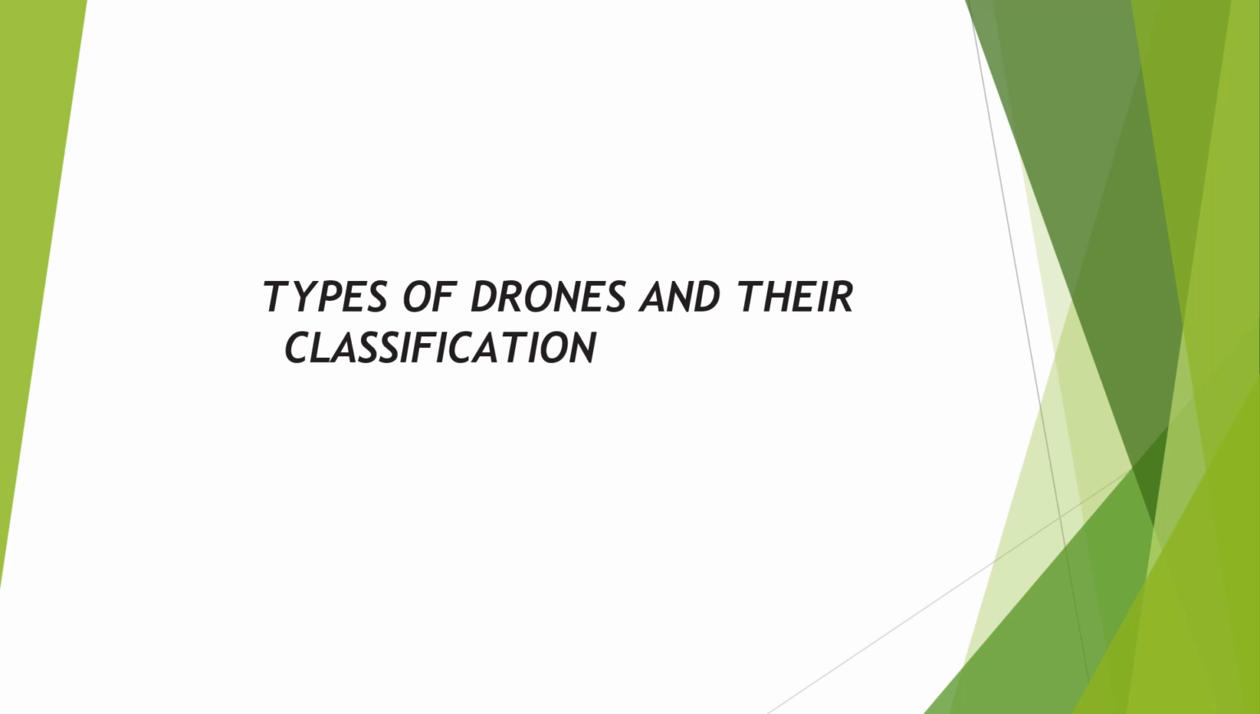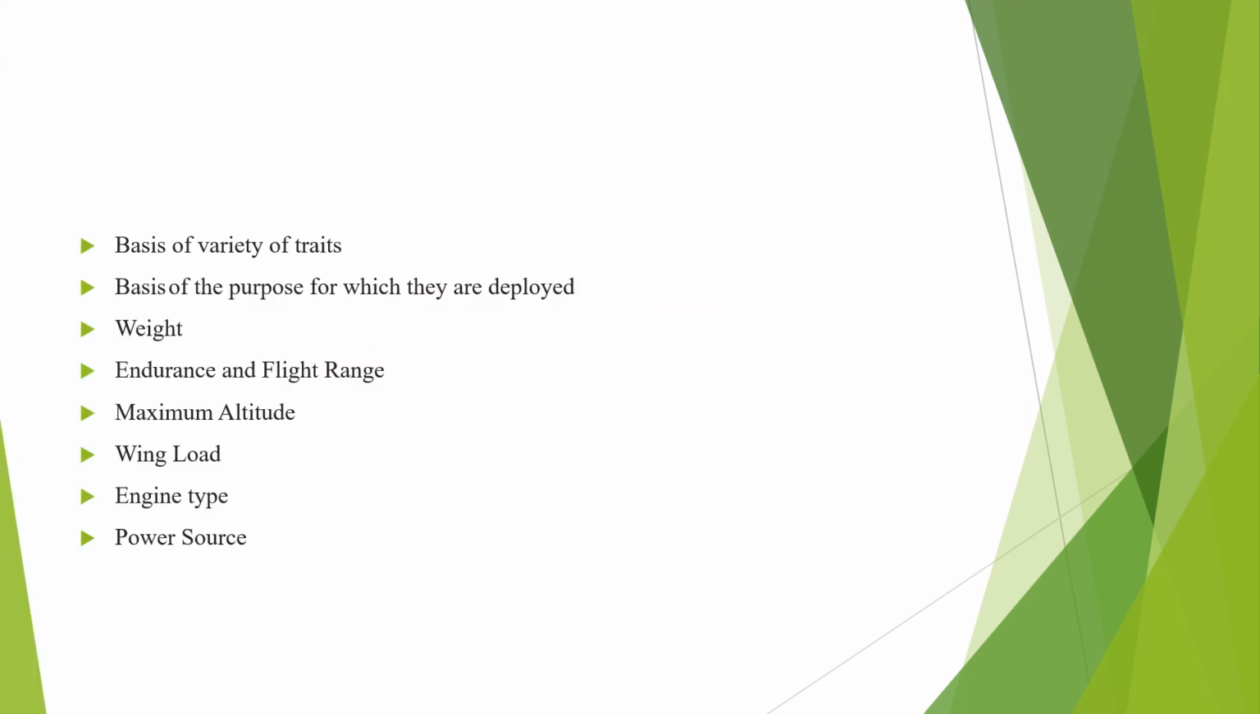In this video, let us discuss the types of drones and their classification. They are classified on the basis of a variety of traits and the purpose for which they are deployed. For example, on the basis of variety of traits, they can be flat wing types or copters. The flat wing types need to stretch to gain height and become airborne, whereas the copters have a vertical liftoff from any point in a crop field.